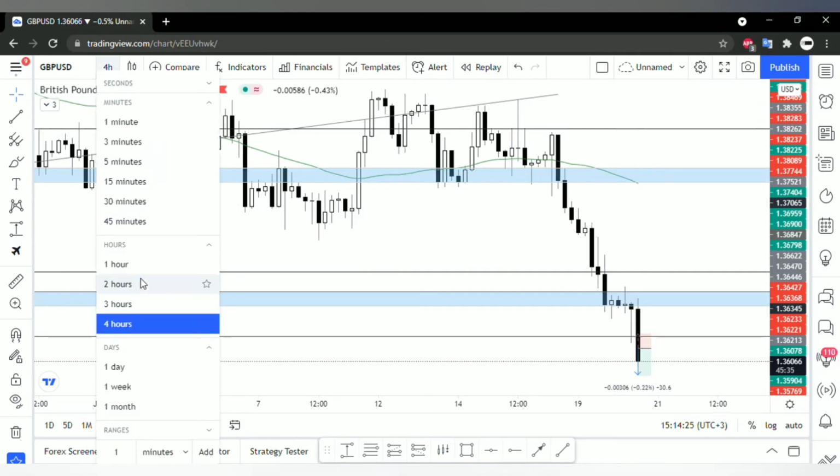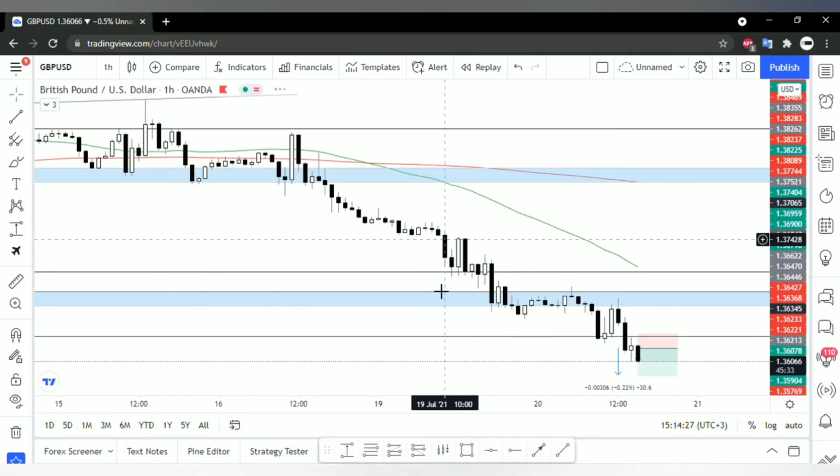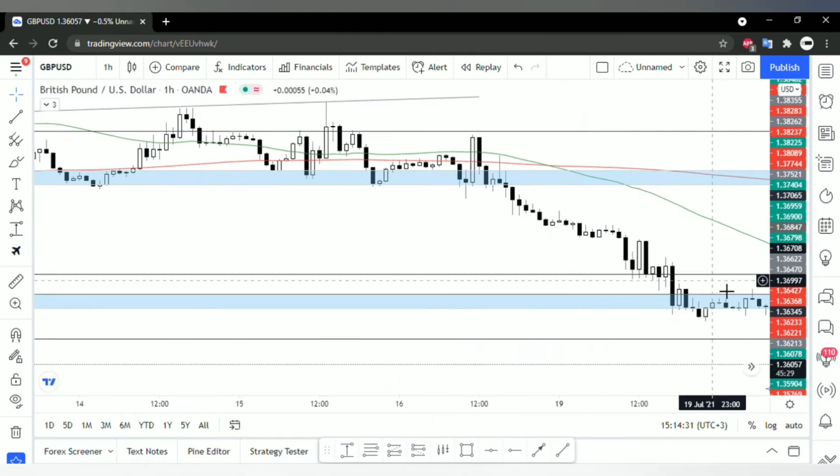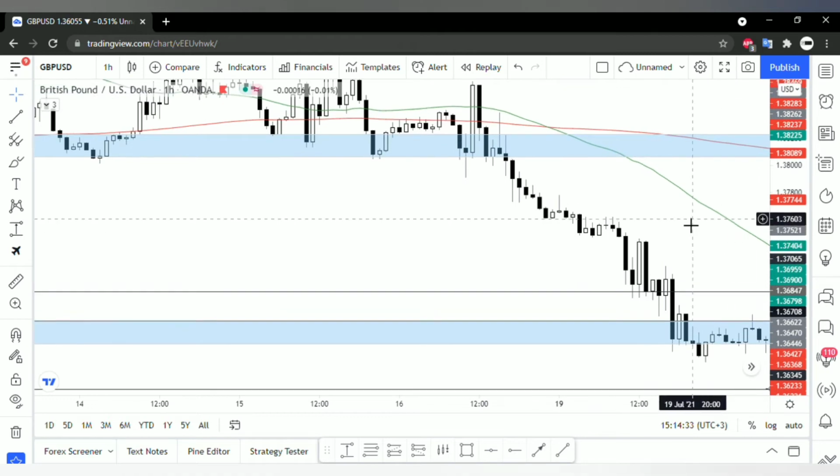Another correlation that we look at is how the currency reacted around this particular area, and as you can see here, we have a beautiful candlestick pattern.